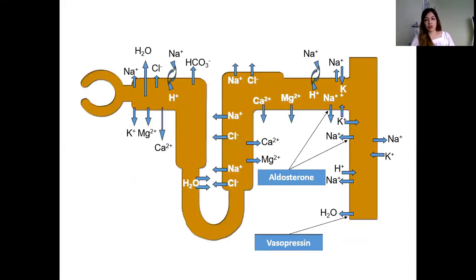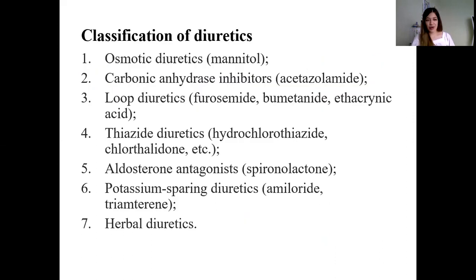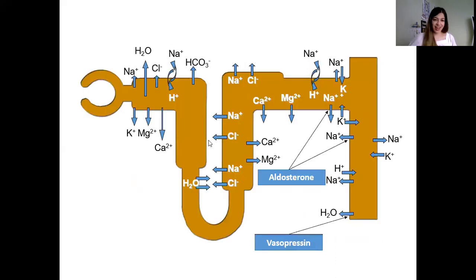Okay, so what do we have here? This is our nephron, in which we can see that many different transport systems are involved in the formation of the urine. So firstly, in this, how do we call it?